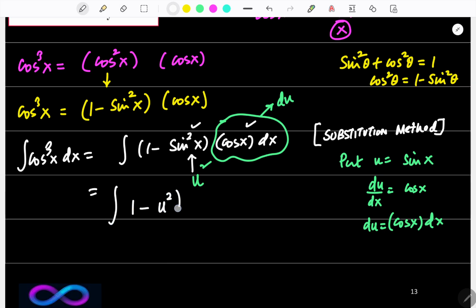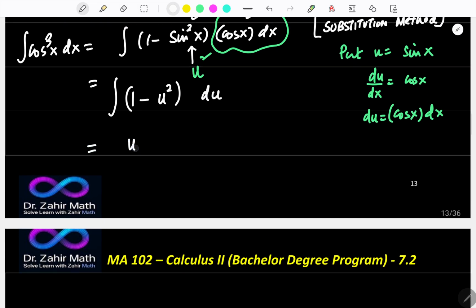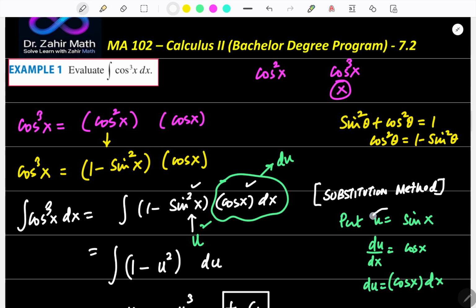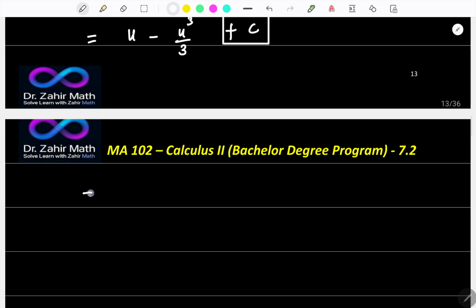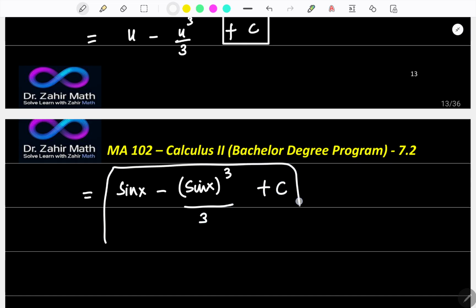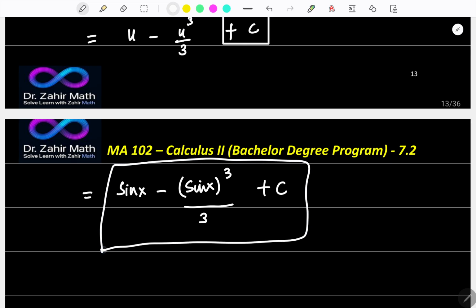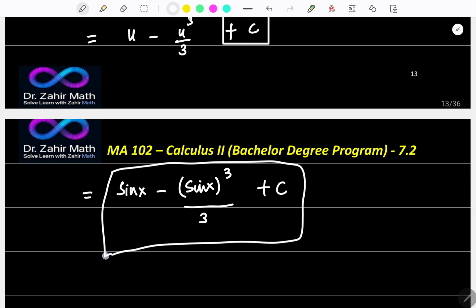So this equals integral 1 minus u square times du. Okay, so this equals u minus u cube divided by 3, plus integrating constant c, very important, right? Is this u your answer? No, you have to substitute u in the final expression because your question is in x. So this equals sine x minus sine x to the power of 3 divided by 3, plus integrating constant c. Okay, right. One thing I wanted to say, keep in your mind, yes, in the calculator, sorry, let me put a need box.